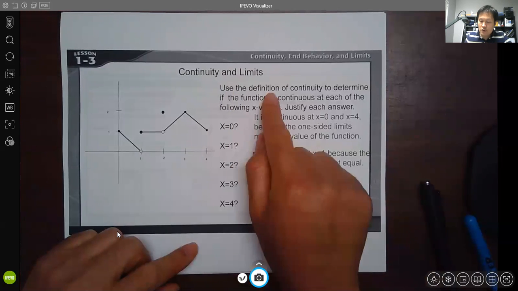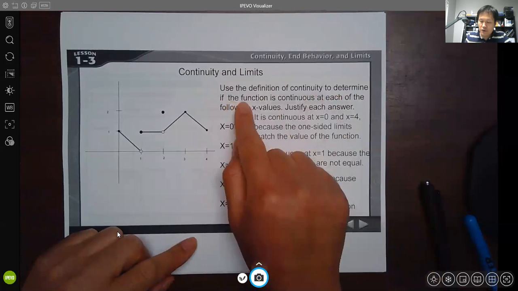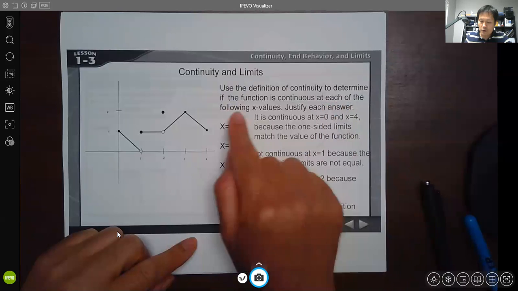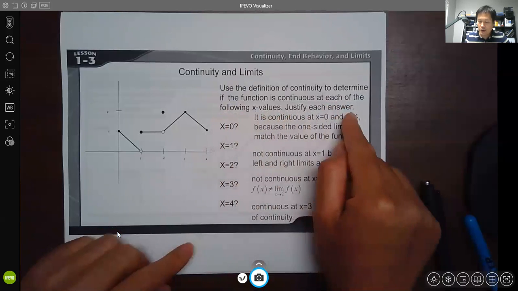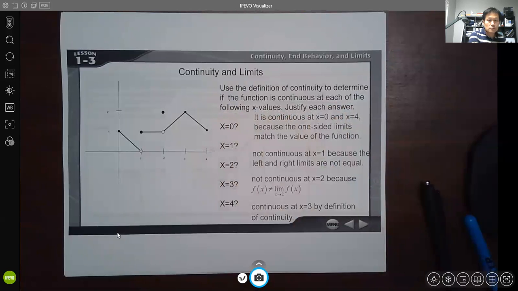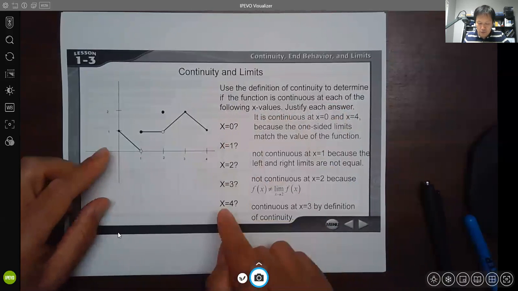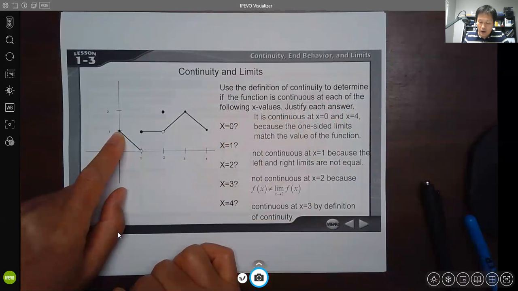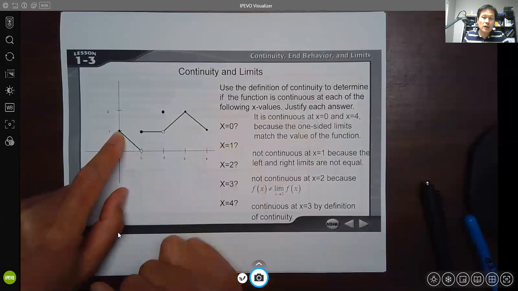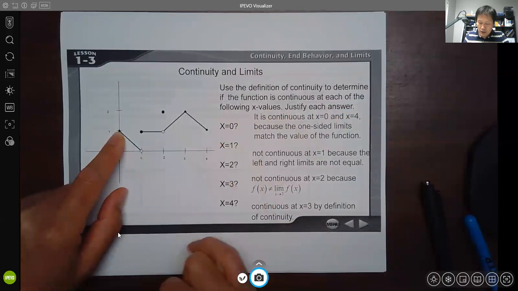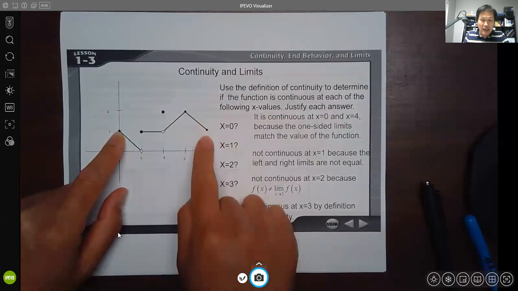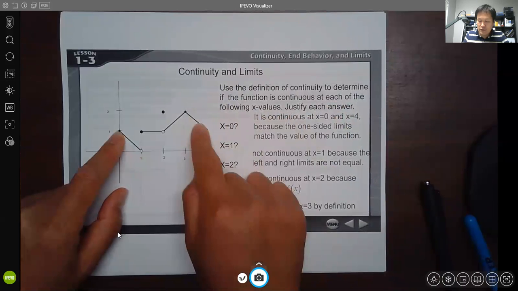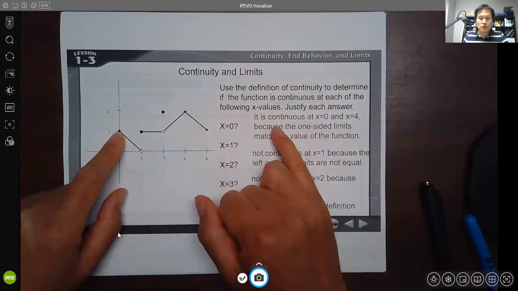Okay, use the definition of continuity to determine if the function is continuous at which of the following x values. Justify each answer. So x equal to 0 is right here. If you look at it, it's a solid dot. So we say yes, it's continuous. X equal to 4, it's at the end, x equal to 4 is a solid dot too. We say yes, x equal to 0 and x equal to 4 are continuous.